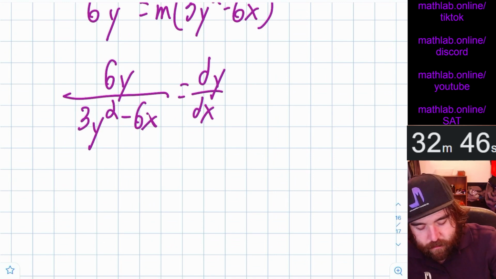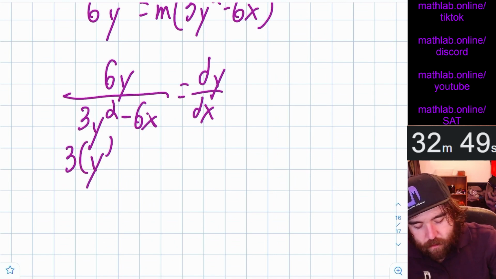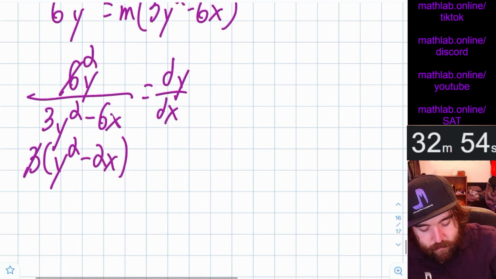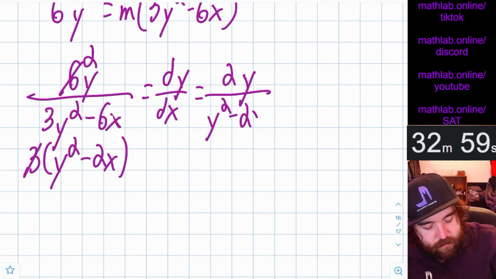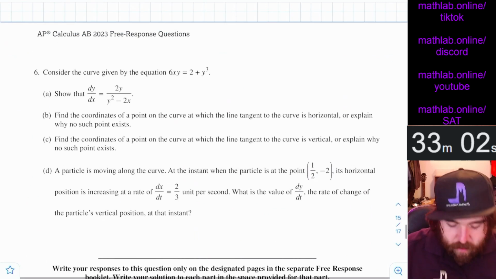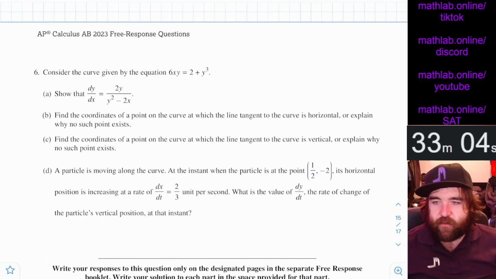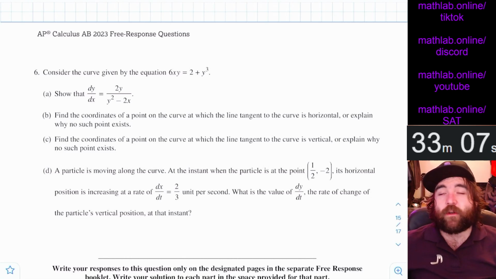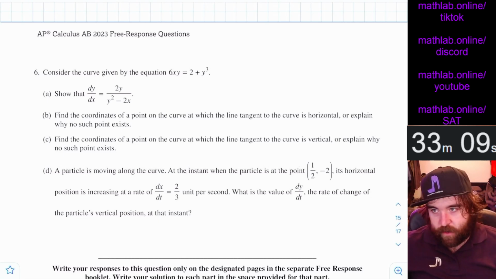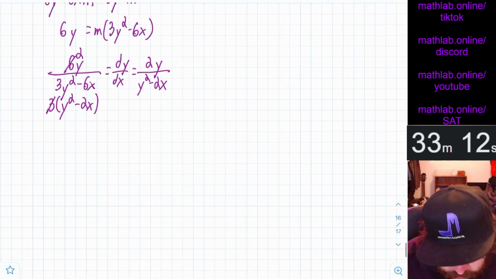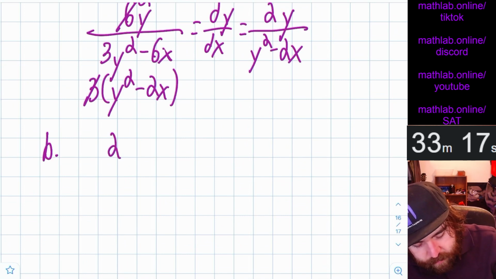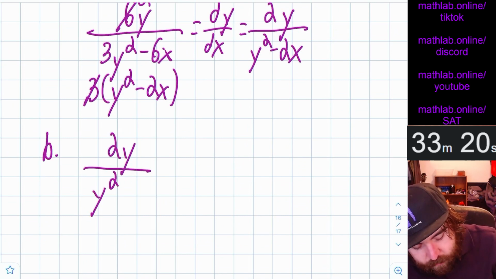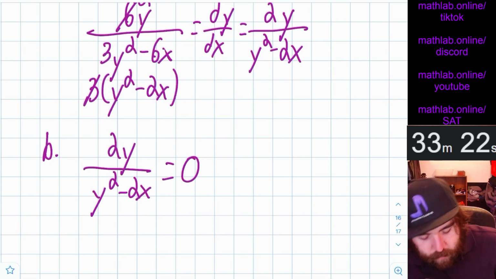Okay, so then you factor out a 3, then you cancel that with a 2. So then it's 2y over y squared minus 2x. Okay, good. B, find the coordinates of a point on the curve at which the line tangent to the curve is horizontal, or explain why no such point exists. So we got to set that equal to 0. So for B, when does 2y over y squared minus 2x equal 0?